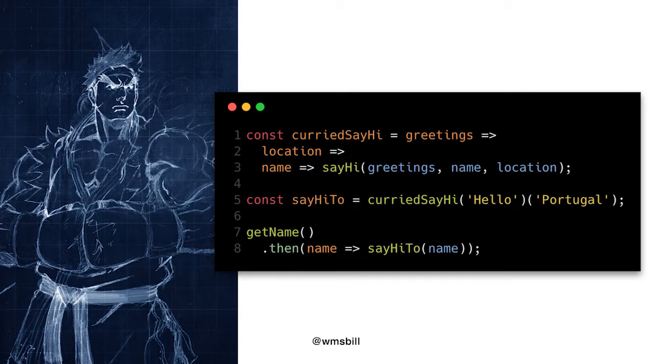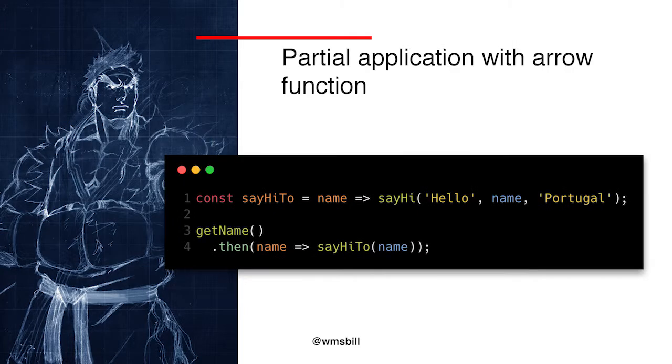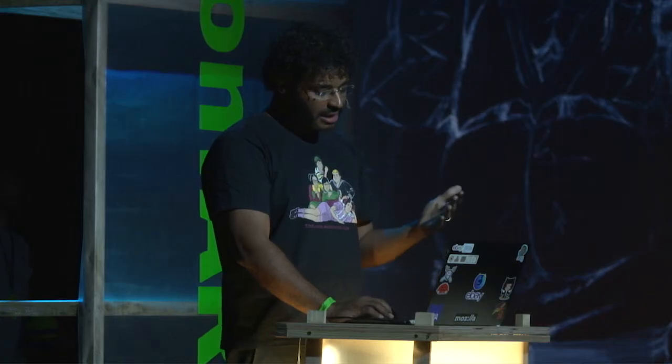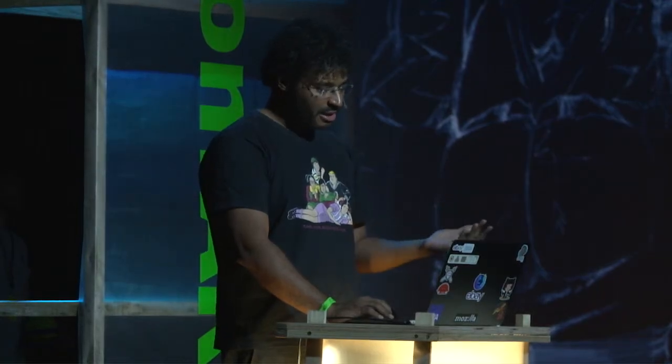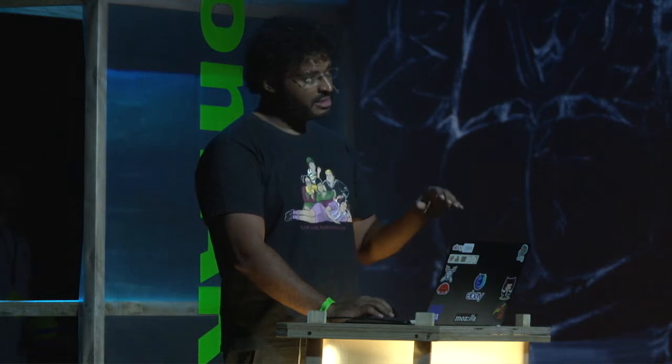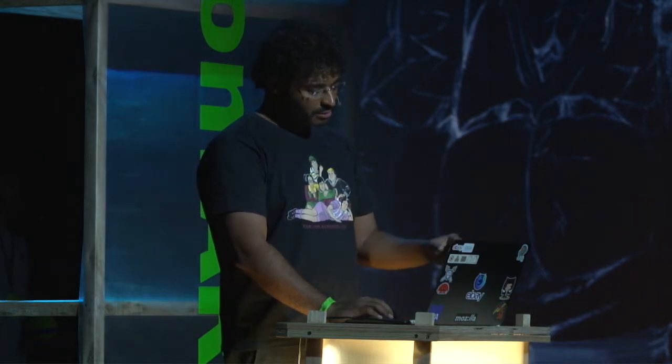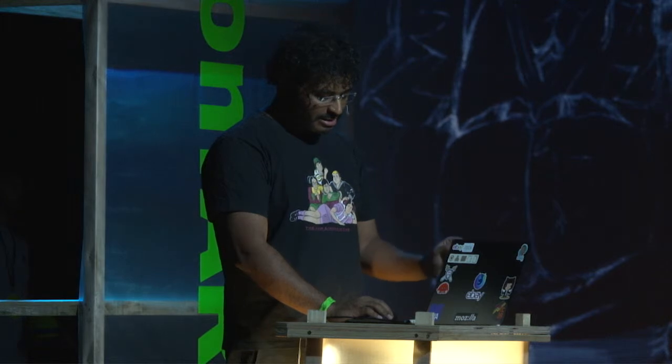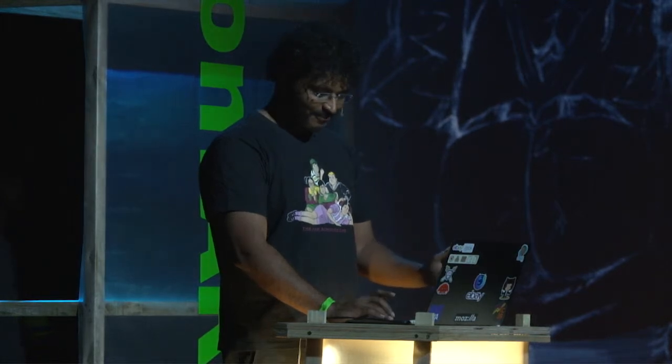How can I do this without currying? Okay, we can try arrow functions, right? So as you can see, there are a lot of ways to achieve partial application in JavaScript, but none of them in a standardized way. So that said, I want to introduce you to the last proposal of this talk.